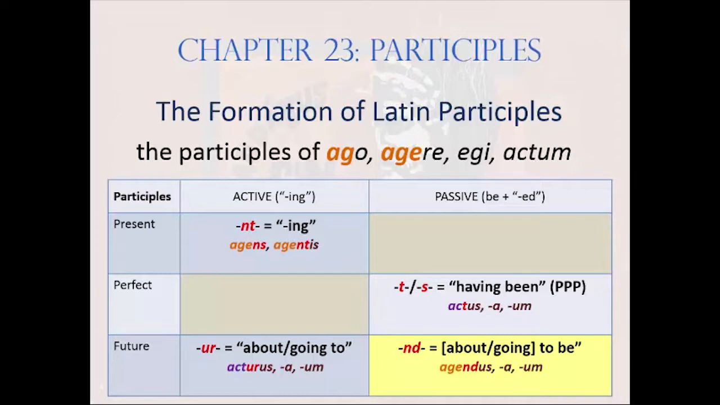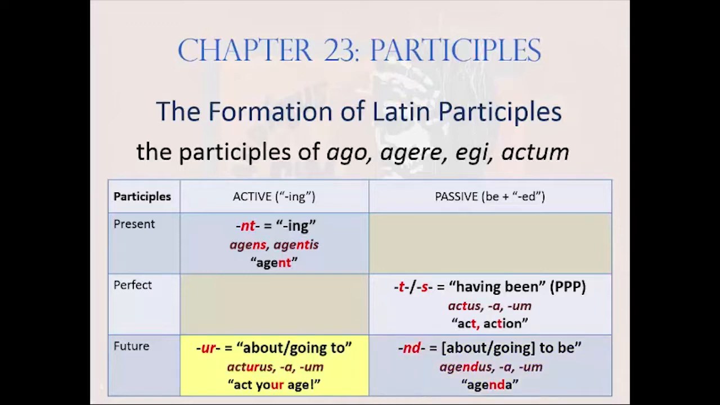Many Latin participles enter English as derivatives. Some students find it easier to learn these forms when they realize they already know them. For instance, our word agent, which comes from the present participle of this verb, agens, agentis. The perfect passive participle actus produced act and action in English. And the future passive participle, agendus, underlies our word agenda. Only the future active participle acturus has generated no derivatives, unless you count acturage.